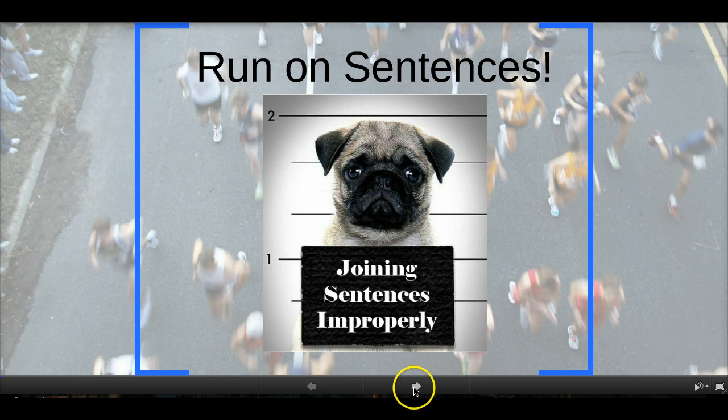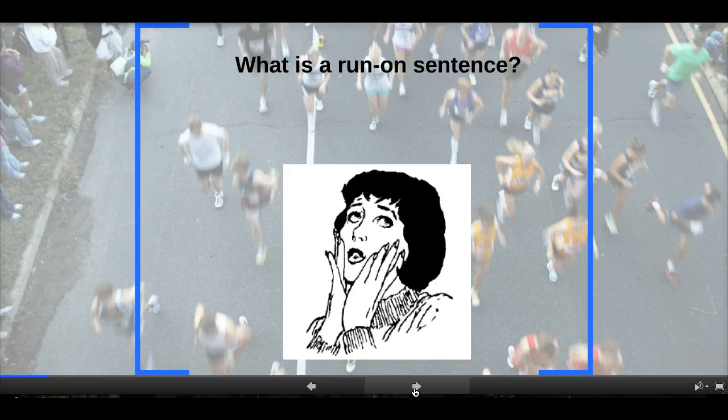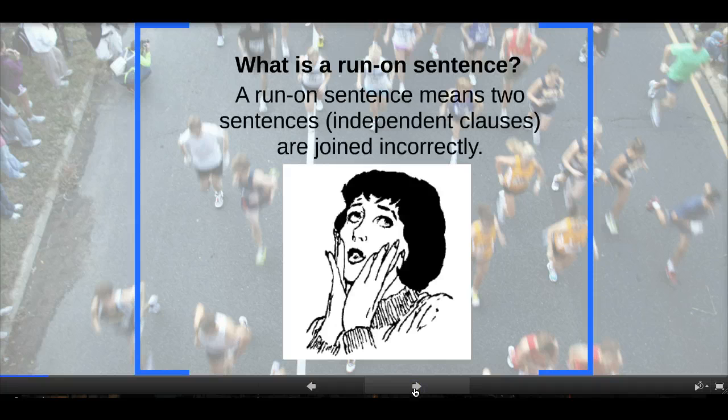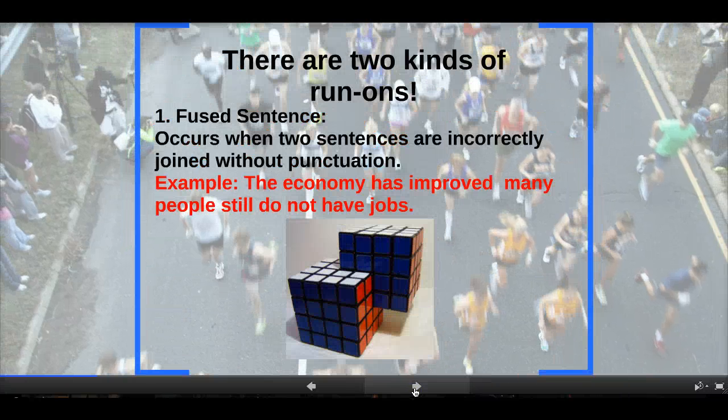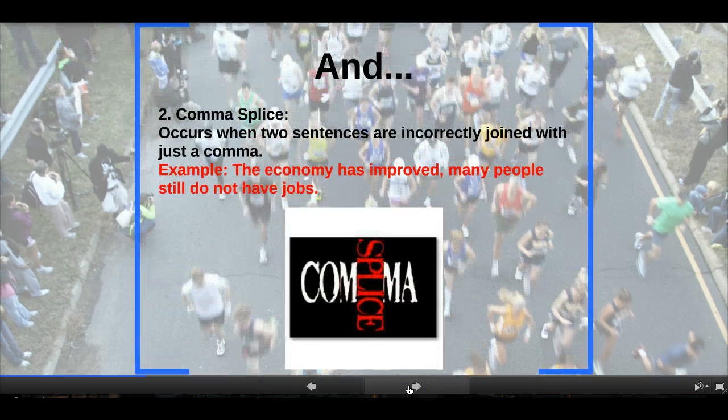So let's talk about what a run-on sentence is. A run-on sentence is two independent clauses, or two sentences that could each stand on their own, joined incorrectly. There are a couple of ways they can be joined incorrectly. The first one is what we sometimes just hear called a run-on sentence. It's a fused sentence, and this occurs when two sentences are incorrectly joined without punctuation at all. Here's an example: The economy has improved many people still do not have jobs. Basically, what I have here are two different complete thoughts that I've put together with no punctuation at all in between them.